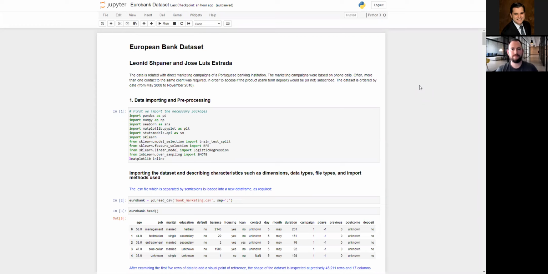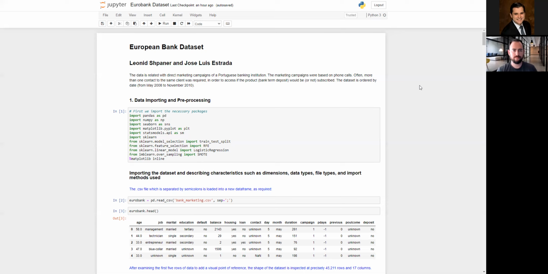Today we are working on a European bank data set. The purpose of this data set is to come up with a strategy for marketing purposes. The marketing campaigns are based on phone calls, and this data set was gathered from May 2008 to November 2010.